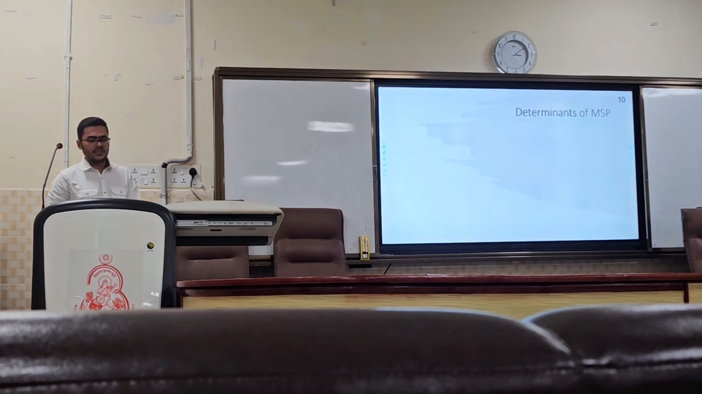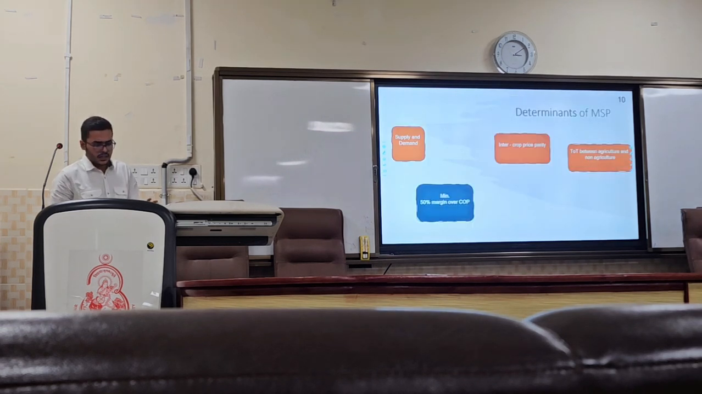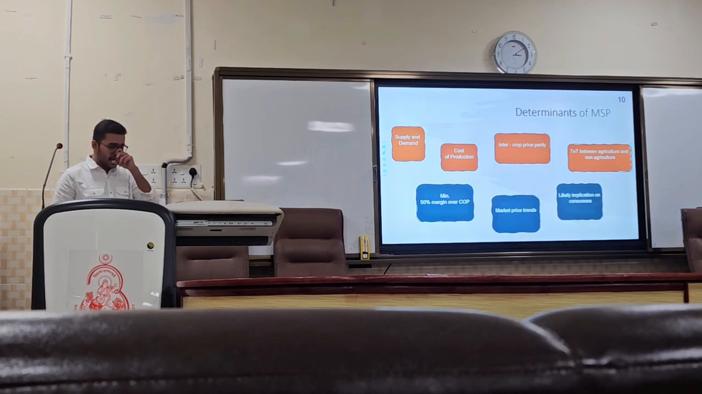Now, the determinants of MSP. The determinants of MSP are supply and demand, cost of production, inter-crop price parity, terms of trade between agriculture and non-agriculture, a minimum 50% margin over the cost of production, market price trends, and likely implications for the farmers. Because we are giving 50% more, there will be inflation in food prices, so the consumer aspect should also be taken into consideration.